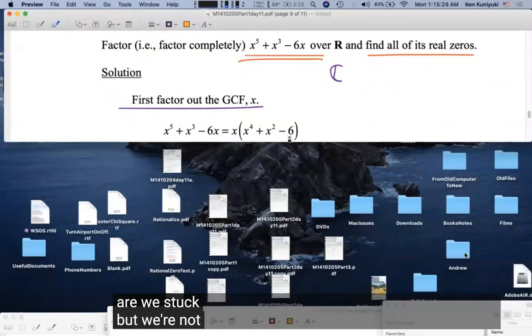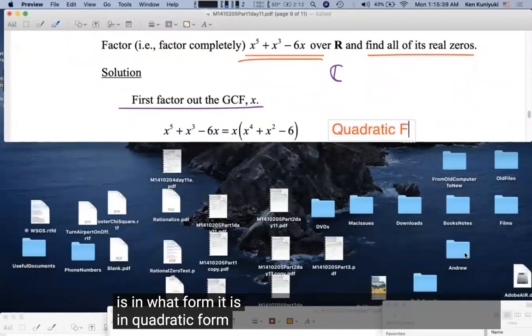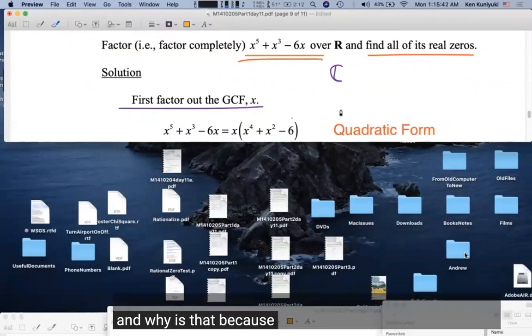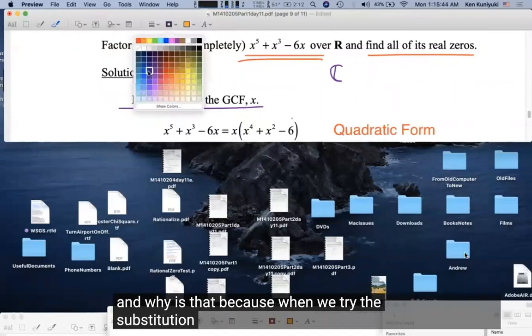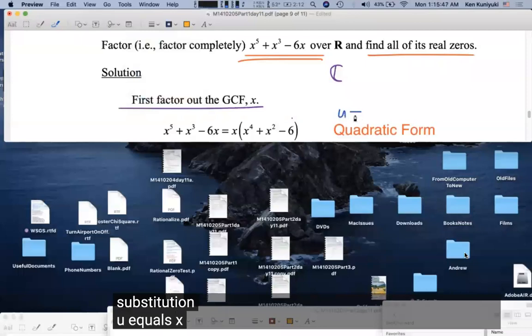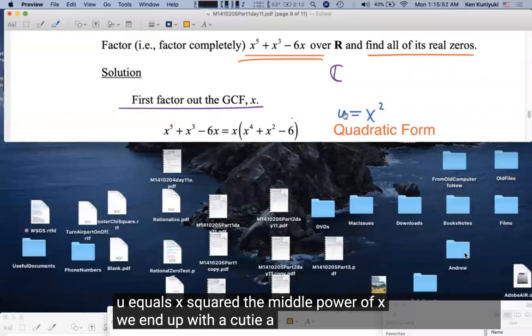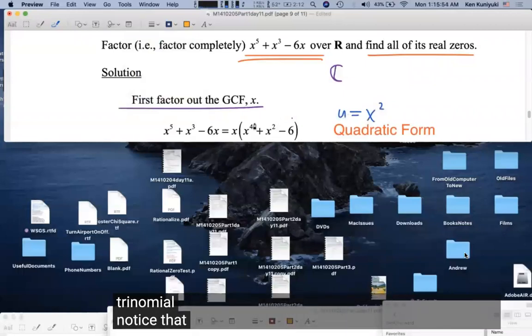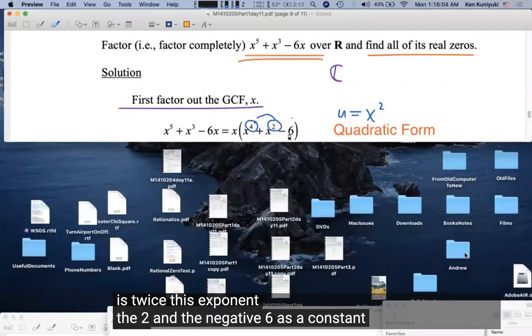But we're not, because this fourth degree polynomial is in what form? It is in quadratic form. And why is that? Because when we try the substitution, u equals x squared, the middle power of x, we end up with a cutie, a quadratic trinomial. Notice that the leading exponent, the 4 here, is twice this exponent, the 2. And then negative 6 is a constant term.